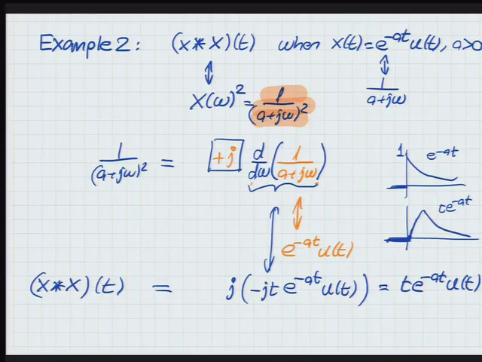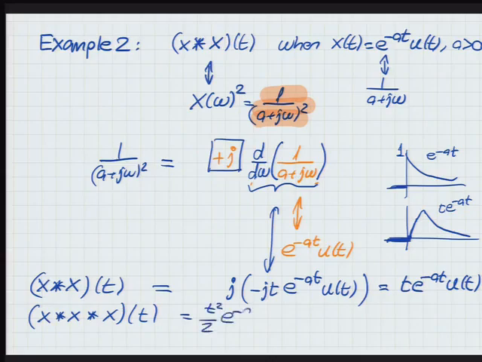Okay? So you can also show that if you did this 3 times, and we talked about the associative and distributive properties and all that for convolution, so you know that this thing makes sense. You just do it like this, it doesn't matter which order. You can in that case show, I'm not going to do it, but you can show that you get t squared by 2 times e to the negative at u of t. Okay? So now you have a somewhat more powerful growth term, but it's still polynomial. It will still get eaten up by the exponential decay eventually.